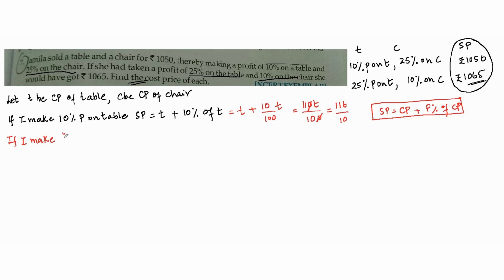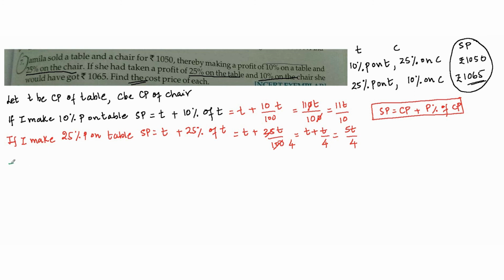Similarly, if I make a 25% profit on the table, then the selling price would be T plus 25% of T. So that's going to be T plus 25T upon 100. 25 and 100 cancel 4 times, so this becomes T plus T by 4. On finding the LCM, this becomes 5T by 4.